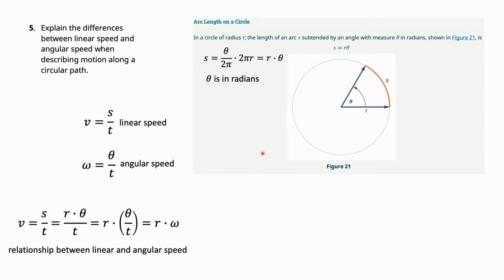Now the relationship between them is, if I take linear speed, s divided by t, and substitute in the formula we have up here, you'll notice that you can regroup it. So theta over t times r, well, theta over t is just angular speed, so the linear speed is equal to the radius times the angular speed. What that means is if you have a constant angular speed, the further you are away, the faster it's going to go.